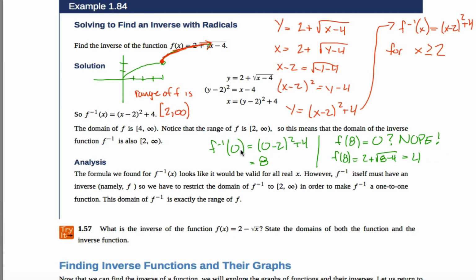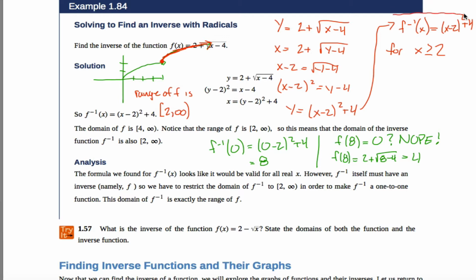The reason I got a strange result here is because I tried to put 0 into the inverse function, and I shouldn't be putting 0 into the inverse function. The inverse function should only accept values that are greater than or equal to 2. The range of the function can only output values greater than or equal to 2, so you can only input values to the inverse function that are greater than or equal to 2.